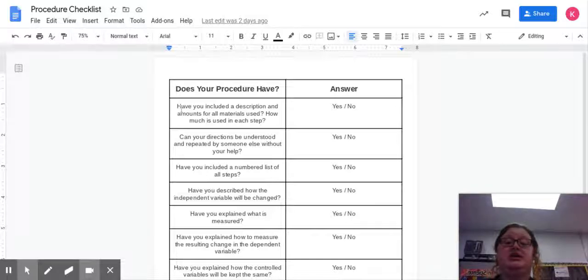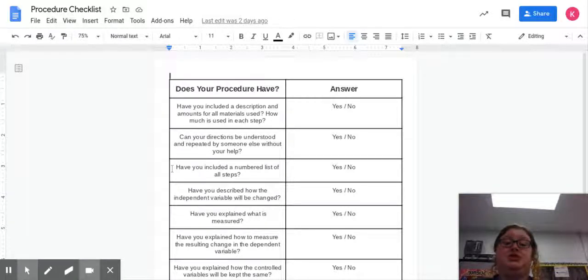So first thing you need to make sure that you have is that you've included the description and amounts of all materials used and how much of that material is used within each step. Secondly, you need to make sure that your directions can be understood and repeated by anyone else without help. So to do this, you might have someone else review your directions and see if they can also do the experiment the same way you did it.